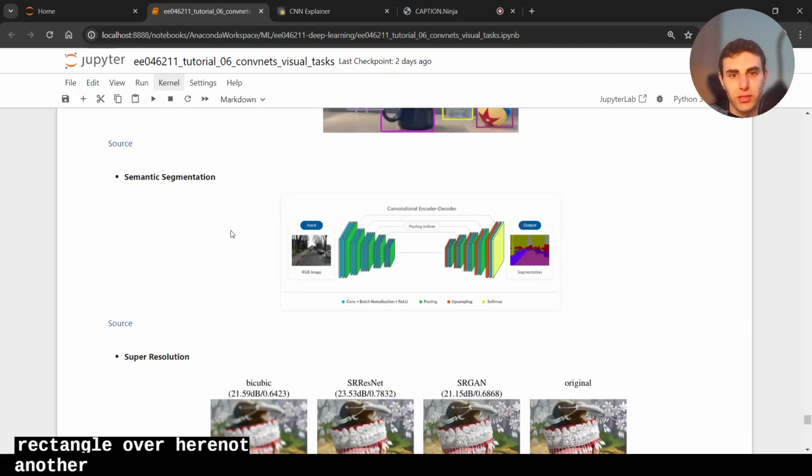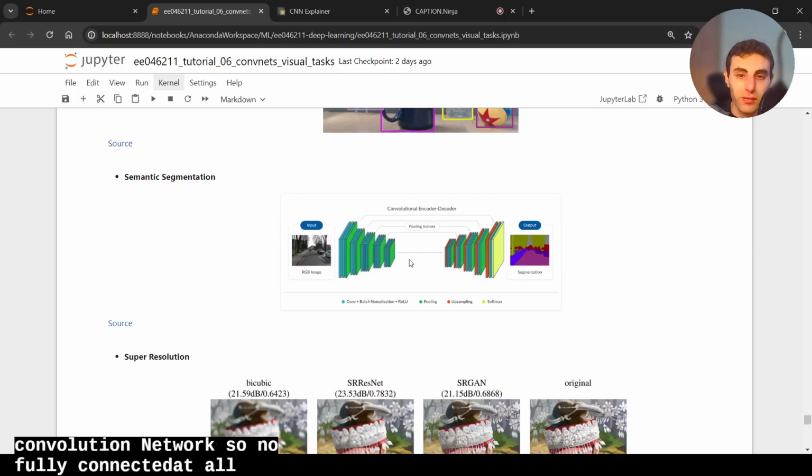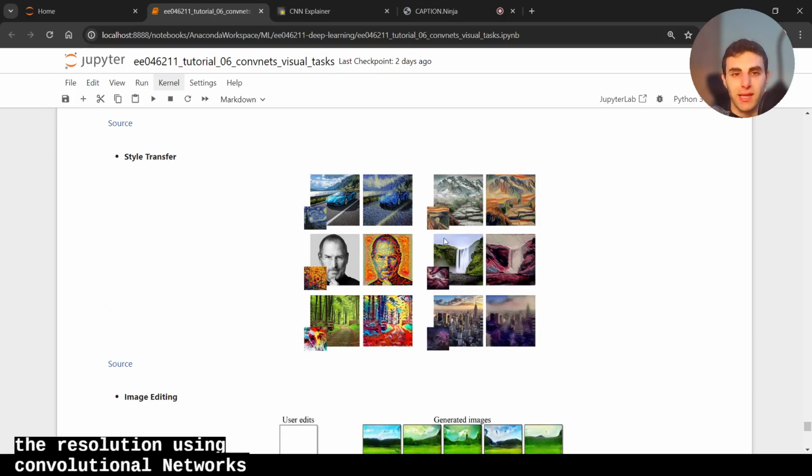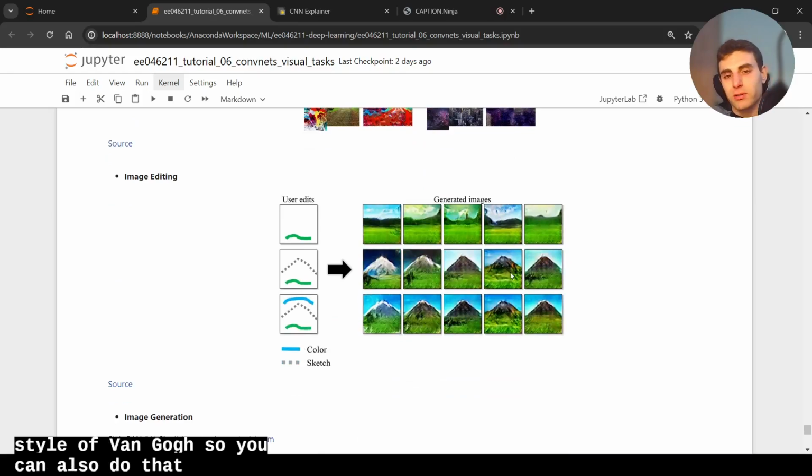Now, another task, which usually uses a fully convolutional network, so no fully connected layers and no regression, is where the idea is to take an image and classify each pixel. So each pixel will belong to a class. Okay. Another task is super resolution. Basically, we want to increase the resolution using convolutional neural networks. Another type is style transfer. You have an image and you want to see the same concepts but in the style of Van Gogh. So you can also do that.